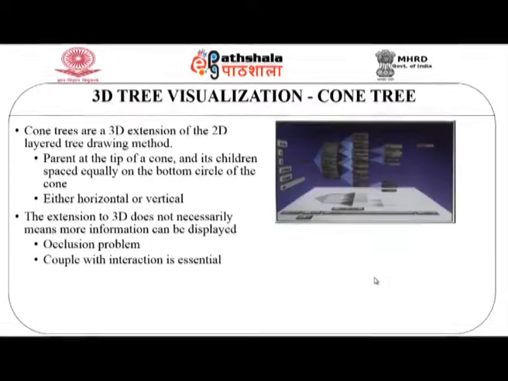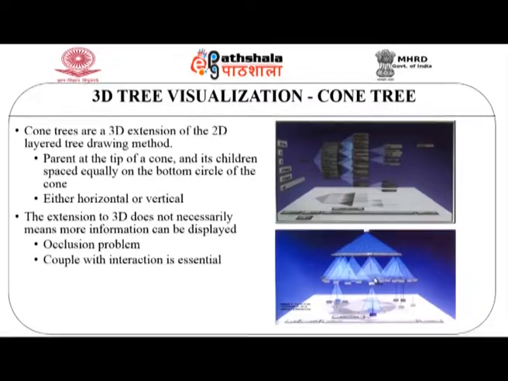The next 3D visualization of trees are the cone trees. So these are good examples of cone trees that are being drawn. The cone trees are a 3D extension of the 2D layered tree drawing methodology. The parent is at the tip of the cone, and its children are spaced equally at the bottom circle of the cone. The children can be placed in a vertical manner, or they can be placed in a horizontal manner as such. The extension to 3D does not necessarily mean that more information can be displayed.